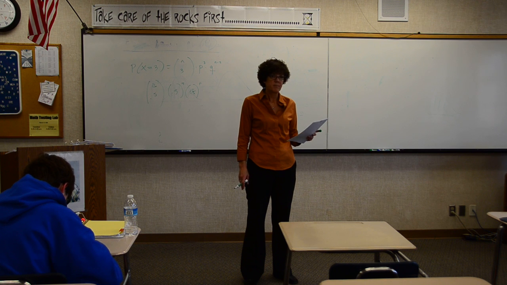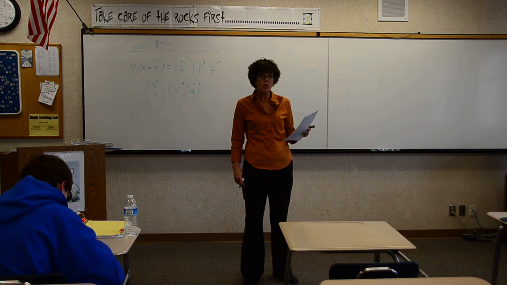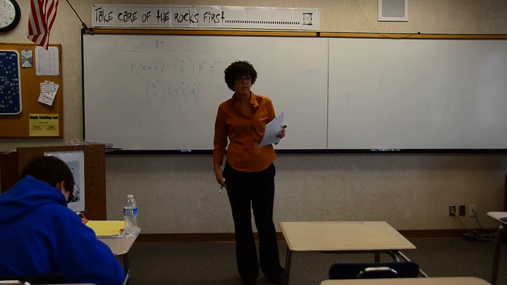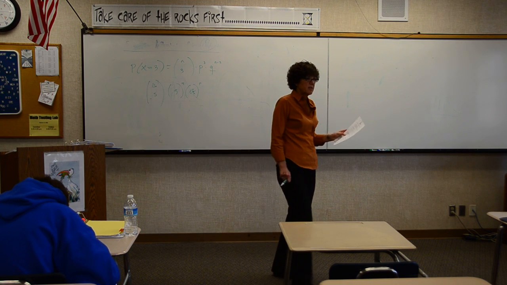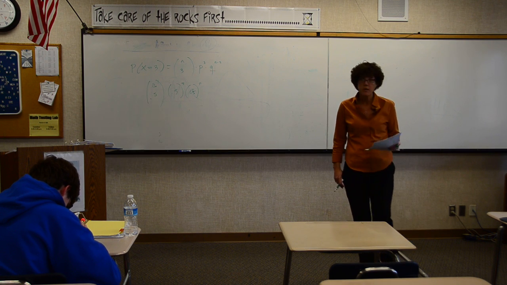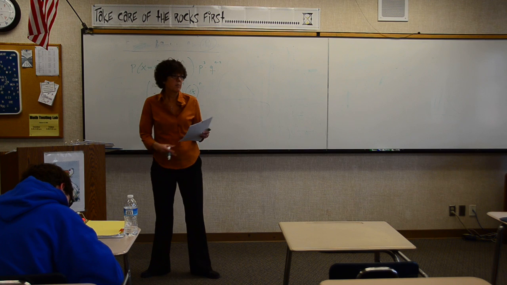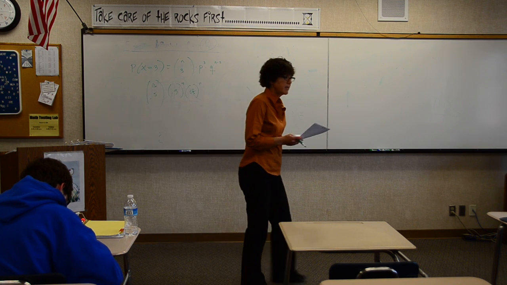Why is there a 0? On the packet it says 0. No, don't follow those instructions. Type in 16 choose 5 and then times 0.5 to the 16th. What do you get? 0.0667. 0.0667? Okay.